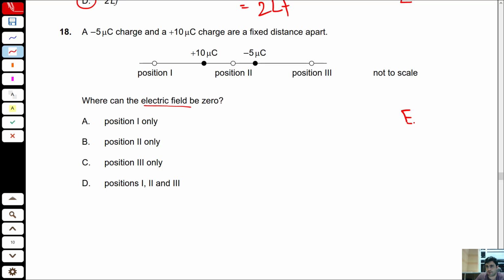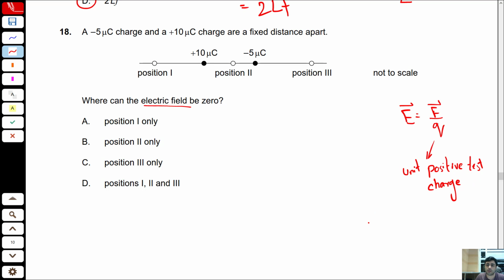The electric field strength is given by electrostatic force per unit charge. The definition of electric field strength is the amount of electrostatic force acting per unit positive test charge. So this charge has to be a unit positive test charge.